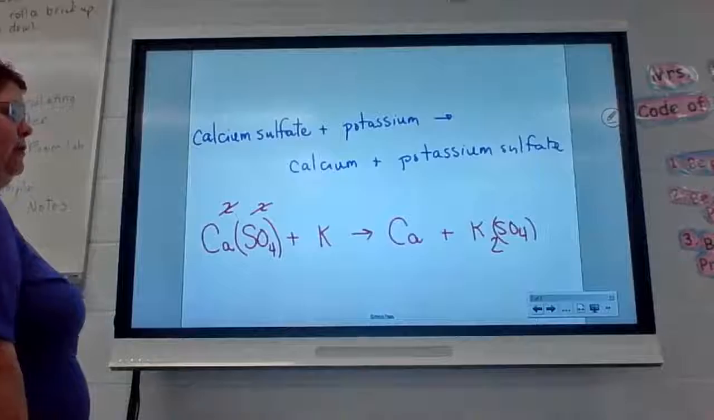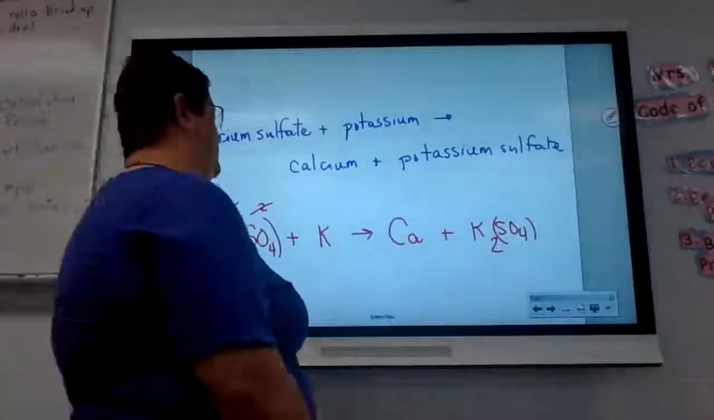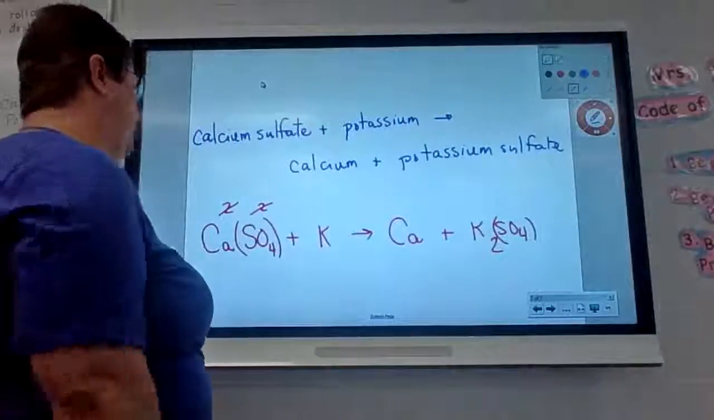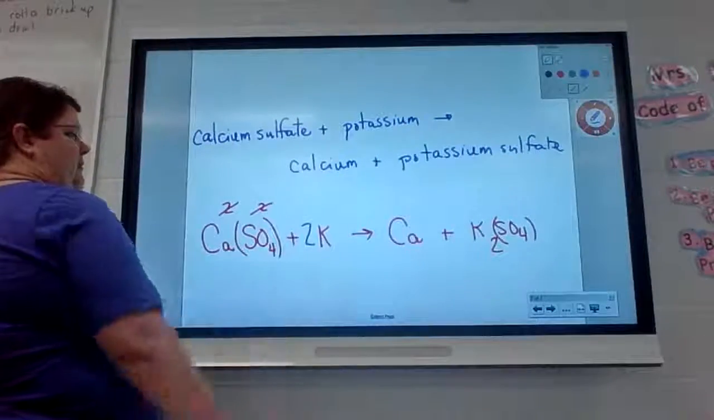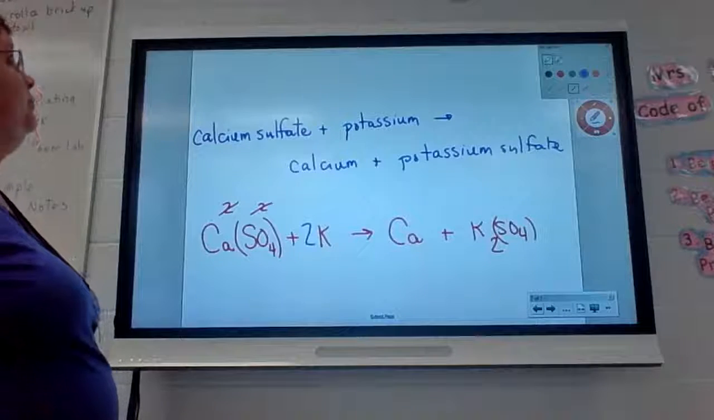All right? So, is it balanced? No. What doesn't balance? Hey. What are we going to do to fix that K? We're going to put a 2 on the K. It's the only thing that doesn't balance. Everything else has a 1, so all we need is a 2.